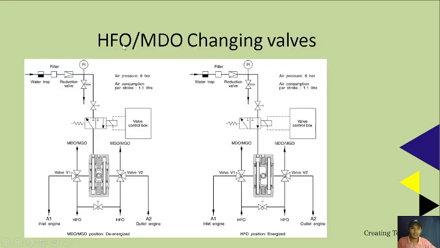So these are the HFO MDO changing valves. This one is the changing valve, and this can be controlled automatically using this pneumatic system. So from the water trap filter, a reduction valve reduces the pressure, going to an automatic drain here, a safety valve, and then a safety valve, not a drain. A relief valve or safety valve.